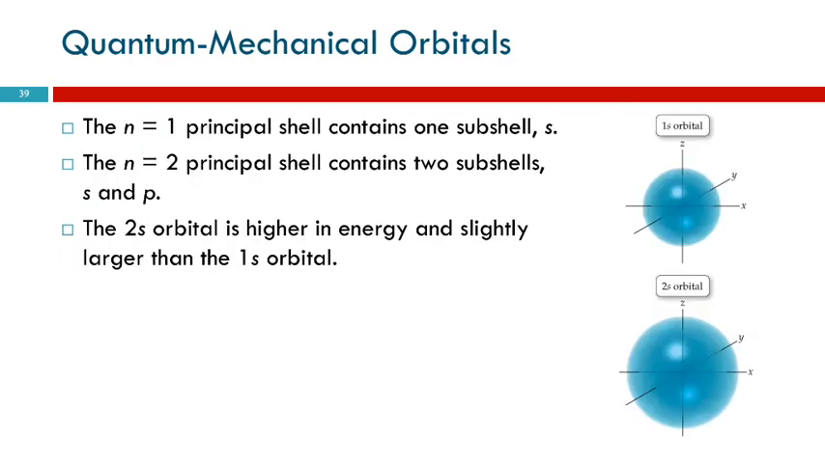So the first energy level is called the n equals 1 principal shell. That only has one subshell, the s subshell. So here we have the 1s orbital. Now, in that second level of energy, there is also an s orbital, the 2s orbital. So this is another region of space in which you can find an electron, but the electron in this region would have higher energy than in the 1s. So this one is higher in energy, and it's going to be slightly larger than the 1s.